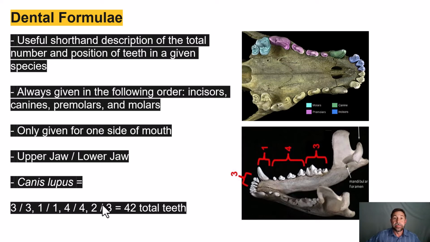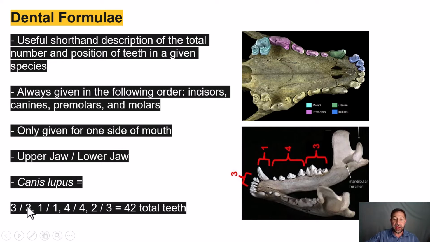Number two, dental formulae are only given for one side of the mouth, okay? Because mammals are bilaterally symmetric. So what's going on this side of the mouth is going to be the exact same number that's going on this side of the mouth. And then number three, the upper jaw is always on top or to the left of the backslash, and the lower jaw is always beneath.